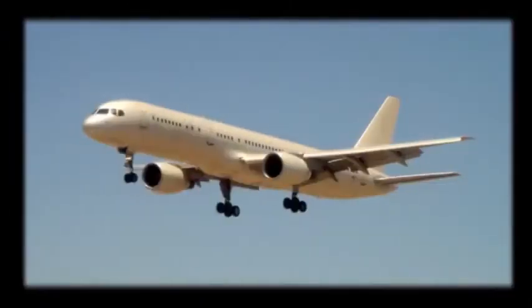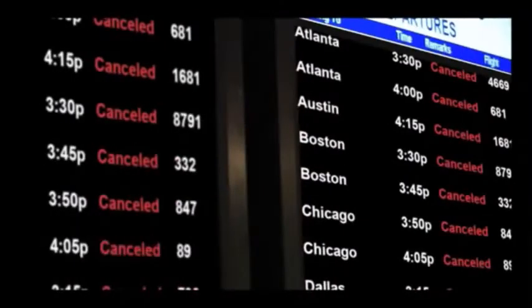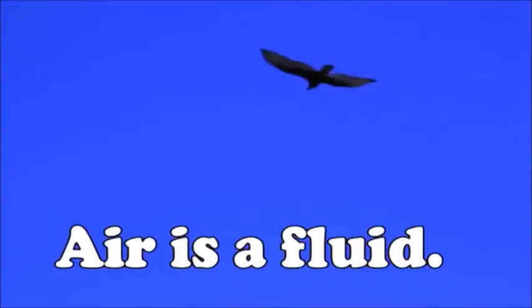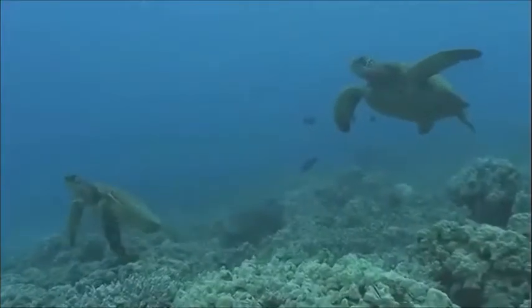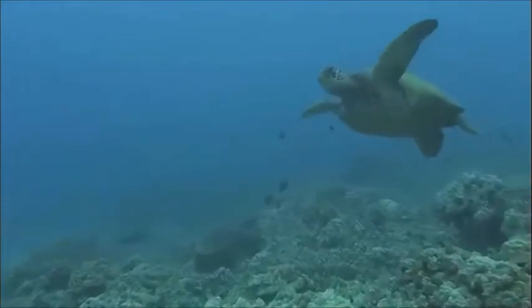I'll start. Birds fly. Airplanes fly. Most times. Insects fly. Bats fly. Turtles fly. I guess we should explain that one. Now, most of us think of flying as moving through the air, but for scientists, flying is moving through any fluid. For this bird, that fluid is air. But for a turtle, that fluid is water.